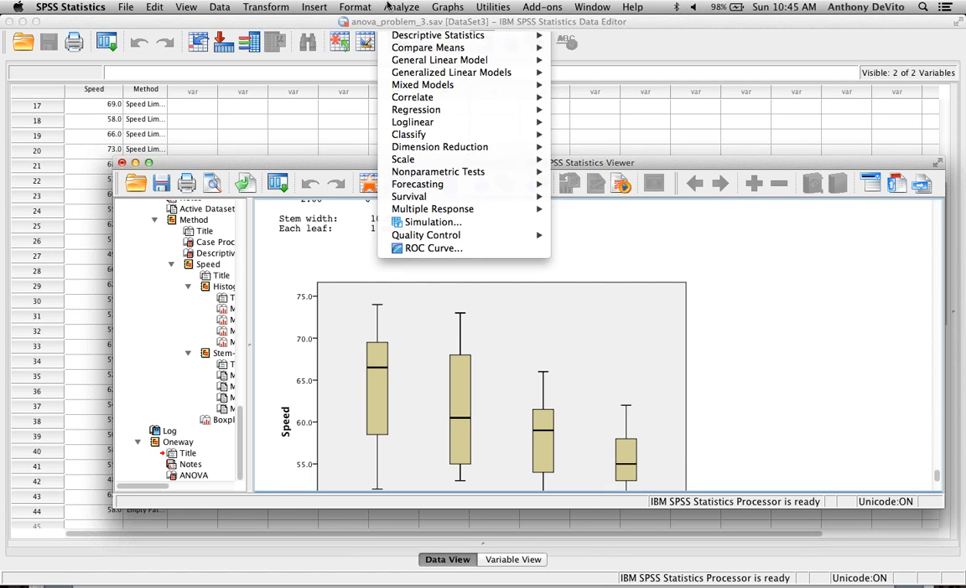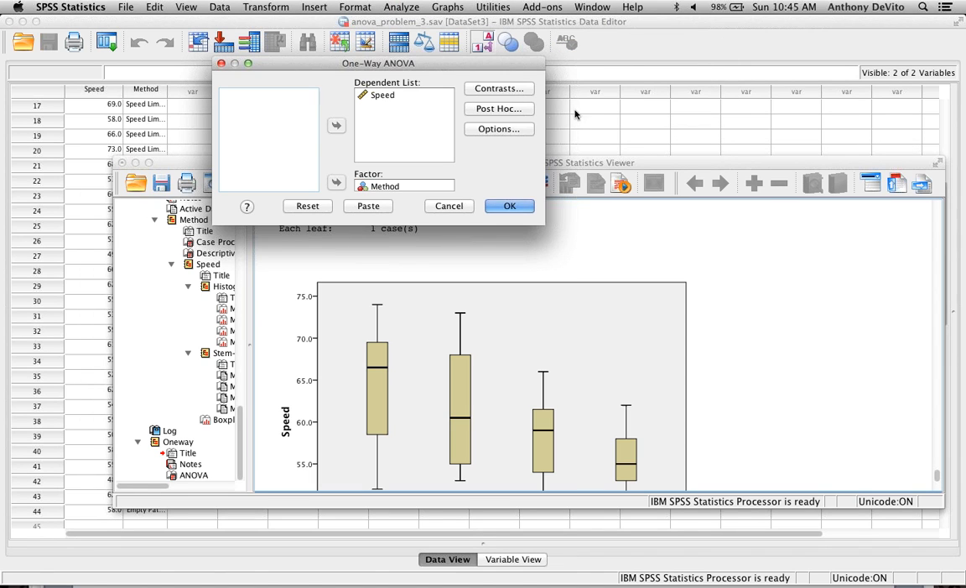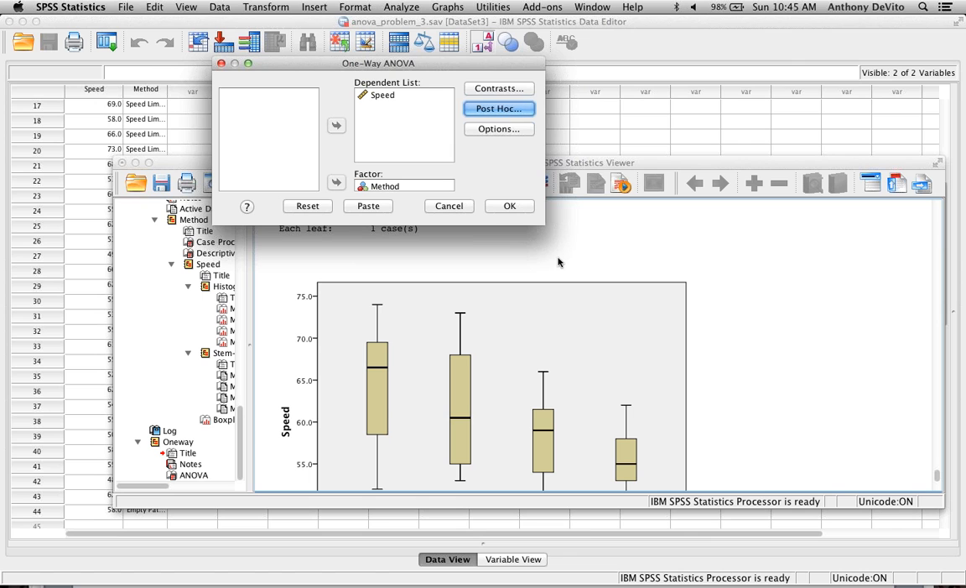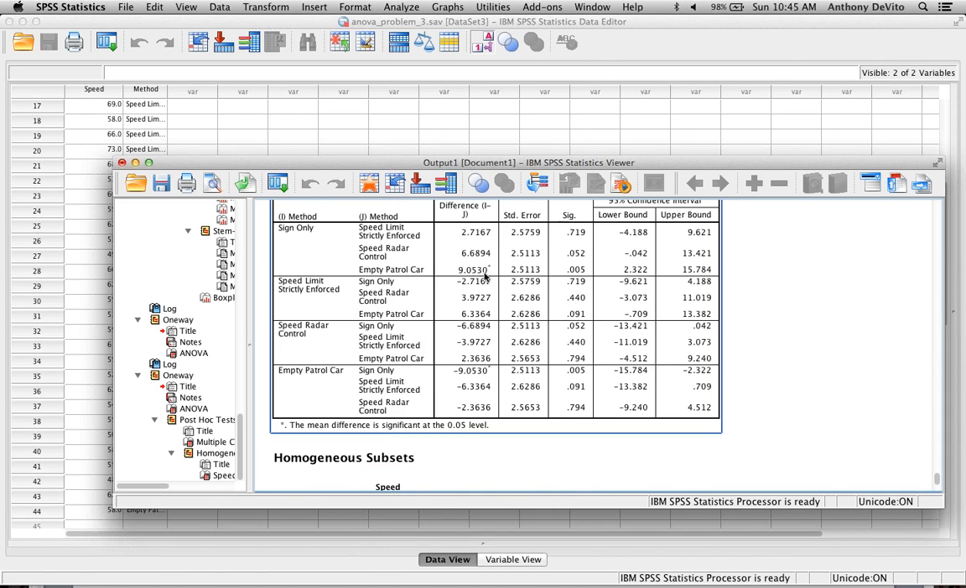For that, we go back into Analyze, Compare Means, Analysis of Variance, and I'm going to go into Post-hoc Test. I'm going to use Tukey this time, for no other reason than I feel like it. And I'm going to click Continue, and I'm going to click OK. And we get our results. Each one of these different groups is compared. Sign only compared to strict enforcement versus speed radar control.